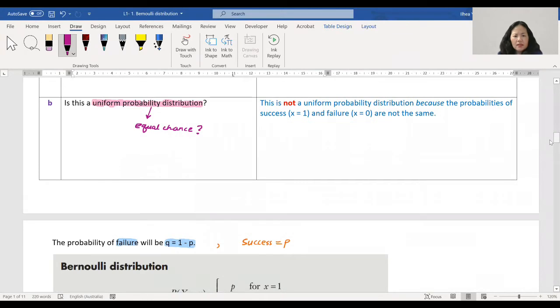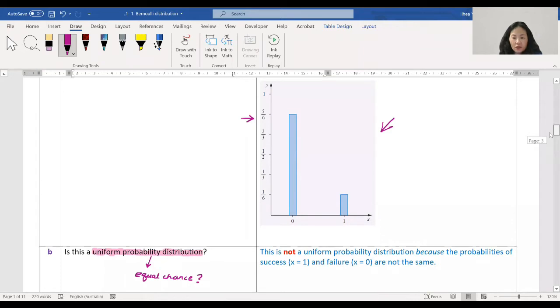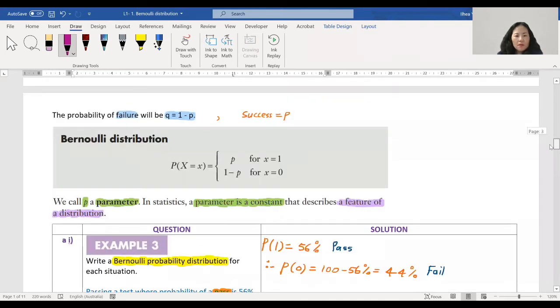Next one, is this a uniform probability distribution? Uniform means just equal chance. Is it getting equal chance? No, it's not, because they are not the same. There is more chance of getting 0, fail, than success. So it's not even, it's not equal chance, and therefore it's not a uniform probability distribution. The probability of failure will be Q equals 1 minus P. If we say success is P, failure we're going to call Q. It's 1 take away P because the whole probability is 1.